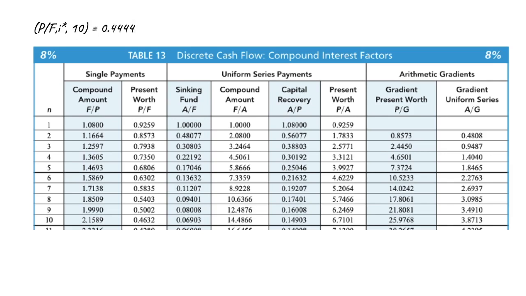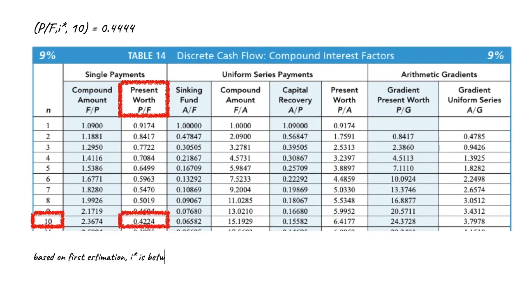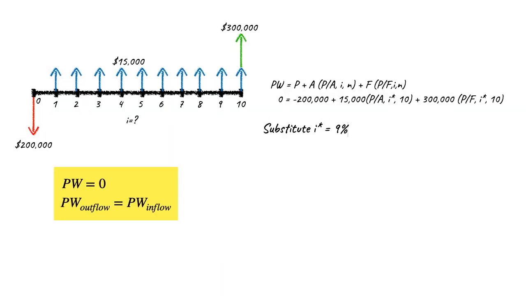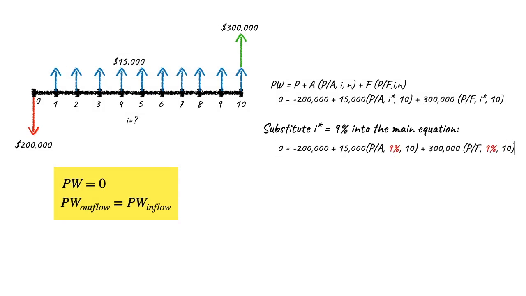The next step is to look up this value in the compound interest table. Let's look for the 0.4444 value in the compound interest tables. Check the PF column for N equals 10 years, and you will notice that 0.4444 would be between the 8% table and the 9% table. Let's say we take the higher value of 9% interest rate and substitute this into our main equation. We will get the overall present worth to be $22,986. That's a bit too high compared to our expected zero value.